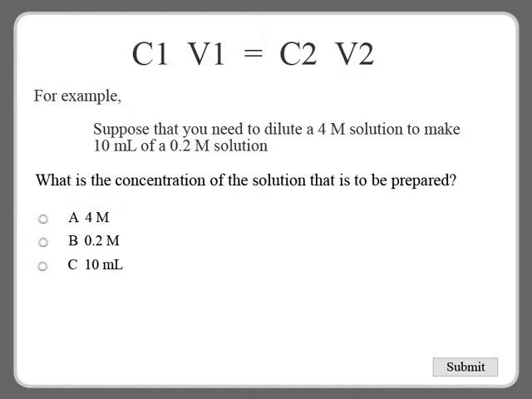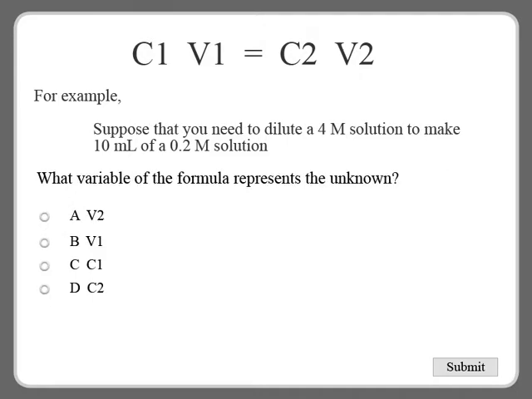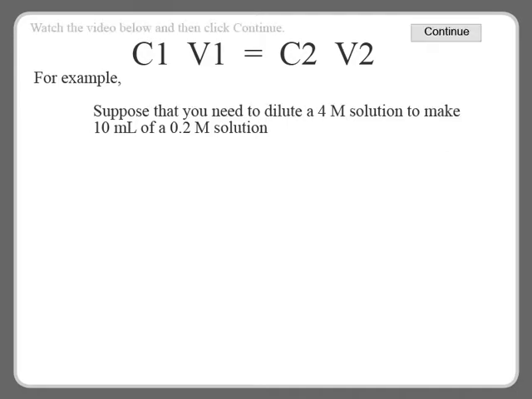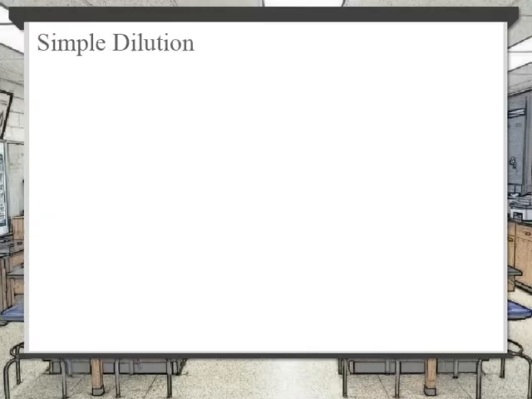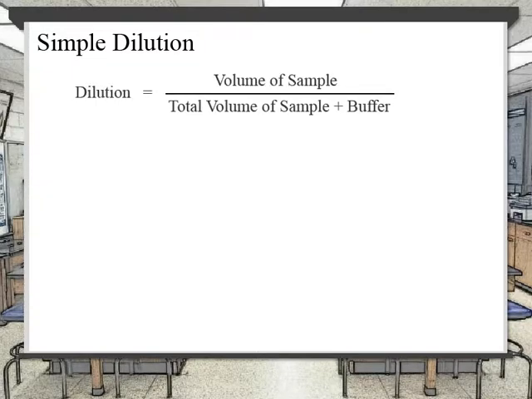Serial dilution is the stepwise simple dilution of a substance by a constant dilution factor. In this case, the source of the dilution material for each step comes from the diluted material of the previous step. As you can see in this illustration, with each step of serial dilution, the sample becomes more and more diluted.